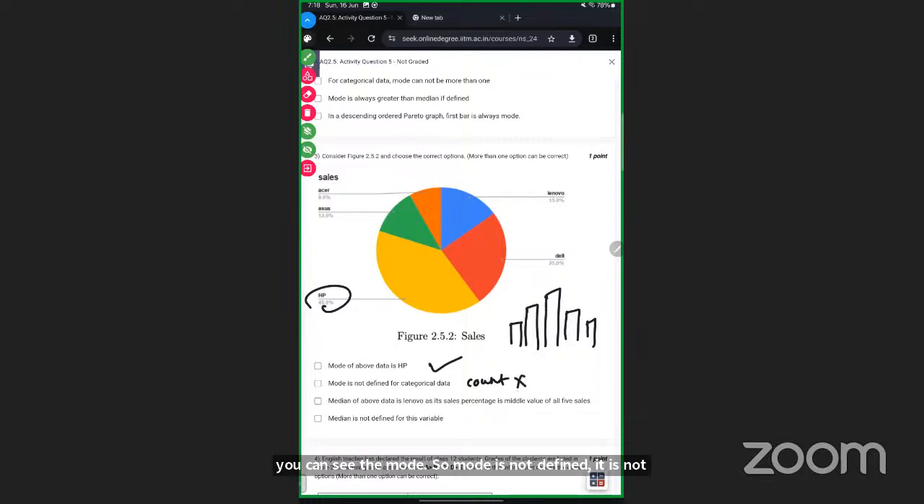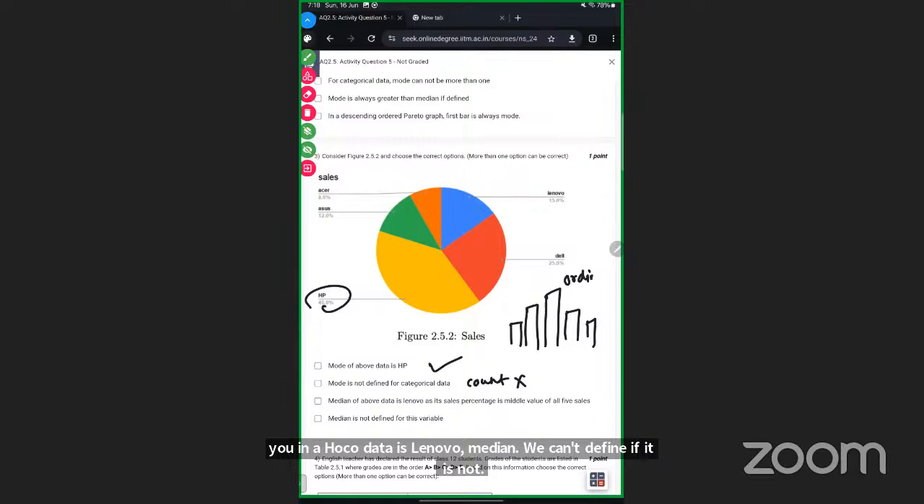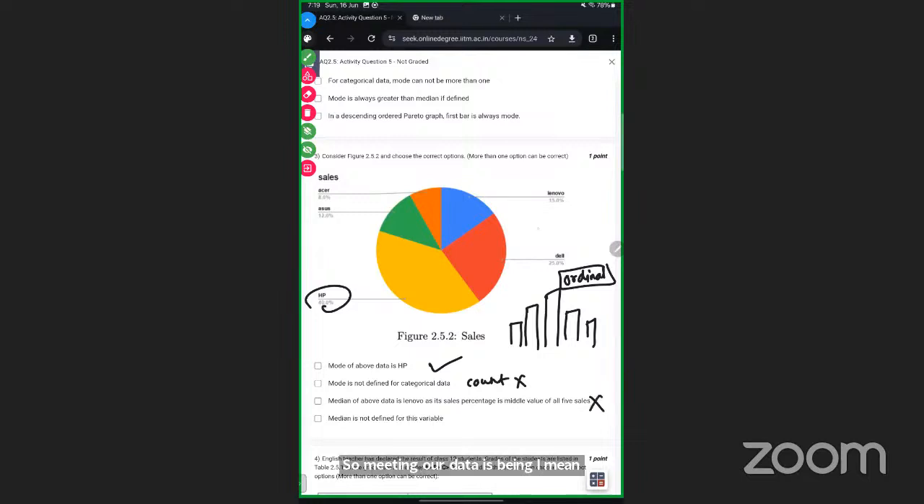Median of the data is Lenovo. Median we can't define if it is not ordinal data. We need at least ordinal data. In nominal data we can't find the median. I can't define it since this doesn't look like ordinal data. Ordinal data could be small, medium, large, but this is not. This is typical nominal data. So median is not defined for this variable, which is true.